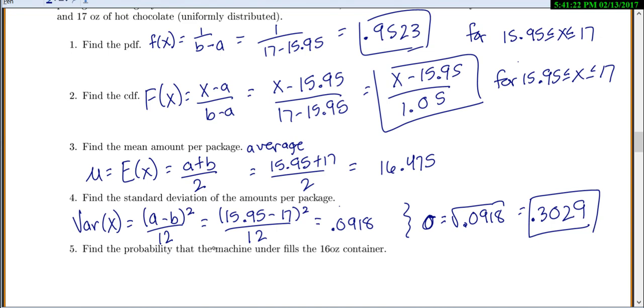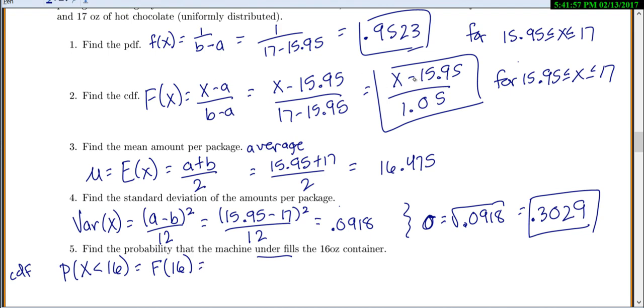And 5, find the probability that our machine underfills the 16-ounce container. So that's saying find the probability that x is less than 16. Well, let's use our CDF to find probabilities. Usually if we have the CDF, we'll always use it because then we don't have to actually integrate, which always saves time. So probability that x is less than 16, that's just saying plug it into the CDF. That's the definition of our CDF. So just plug 16 into your CDF, or capital F.